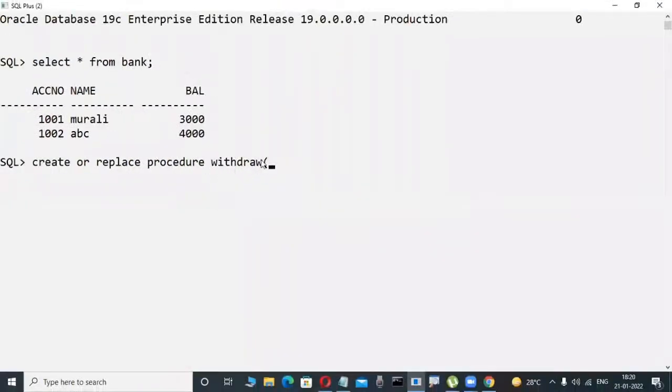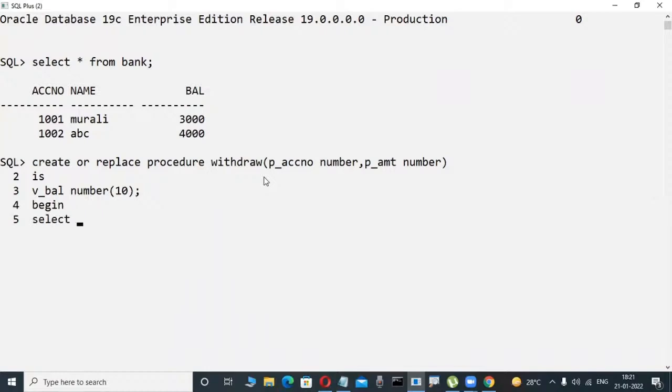Now here, create or replace procedure withdraw. Here I'm passing the account number. Again, the amount I'm also passing because I try to withdraw, like with the ATM card. Now some coding is there. I want to find out the balance. Whenever we insert an ATM card and try to retrieve, it checks the balance, right? Now check it out, concentrate here.